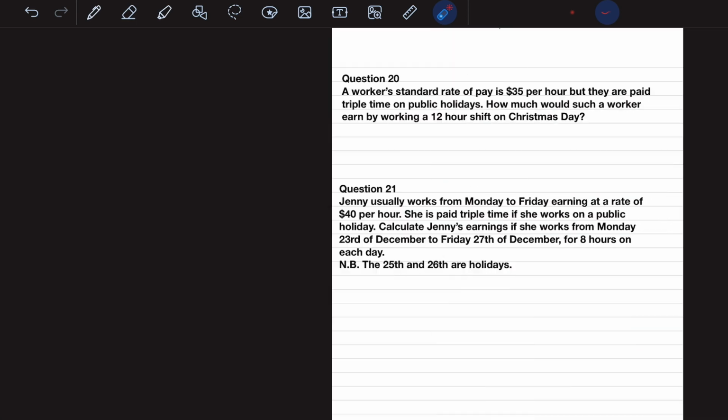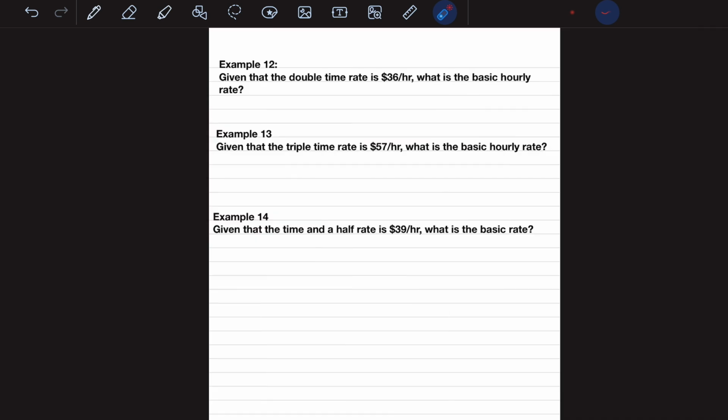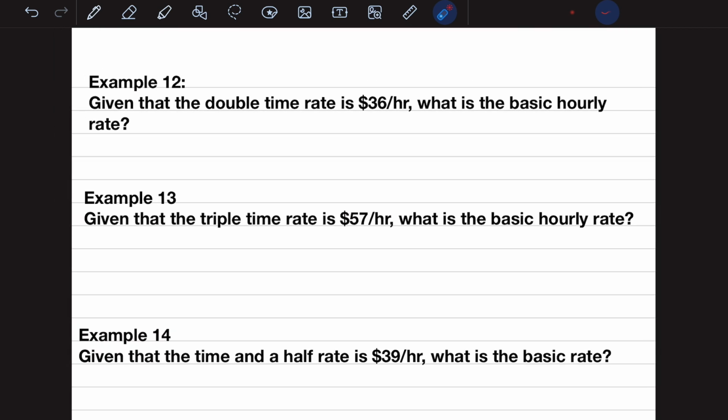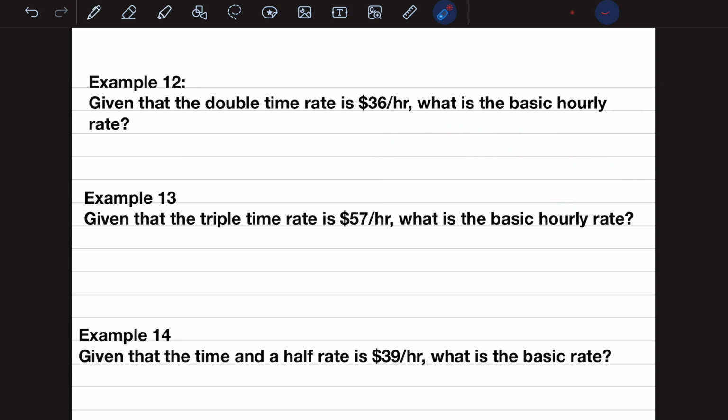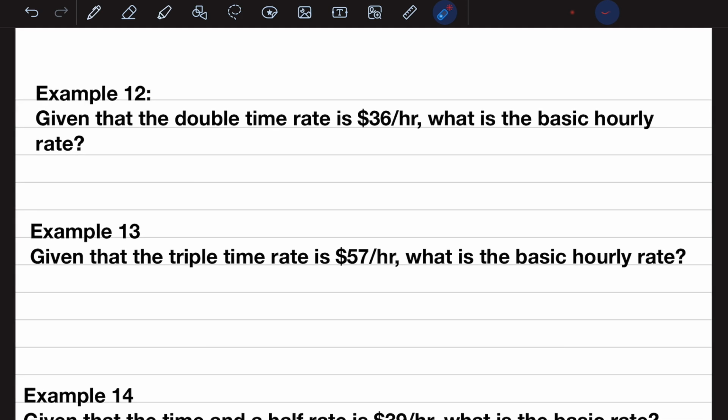Right, so what if we are given the overtime rate and we want to determine the basic hourly rate? So $36 per hour is double time. So this is twice as much as the basic hourly rate. So how do we determine the basic hourly rate? Well, we simply divide by 2. So that will be 36 divided by 2, which is 18. So his basic hourly rate will be $18 per hour. Right, so now that you all have that example, can you all try examples 13 and 14 as well?